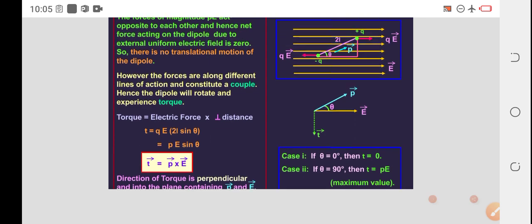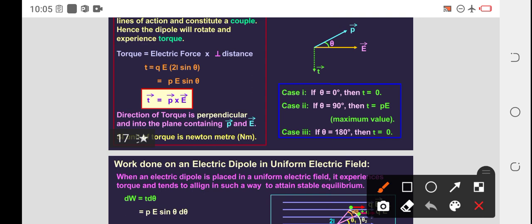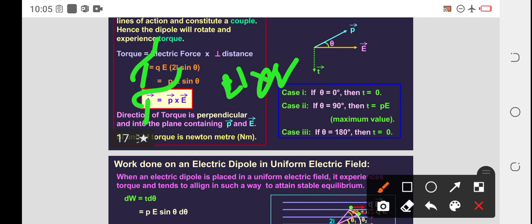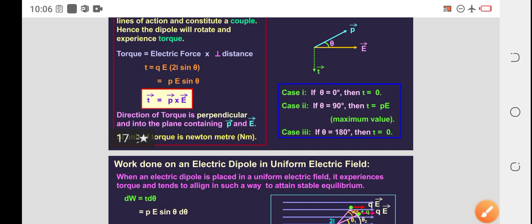That means torque tau equals q into E into 2l sin theta. As we know, 2l into q is p. So 2l into q is p, then pE sin theta. Therefore torque tau equals p cross E. That means the direction of the torque is perpendicular to the plane containing p and E. The torque units are Newton meter.